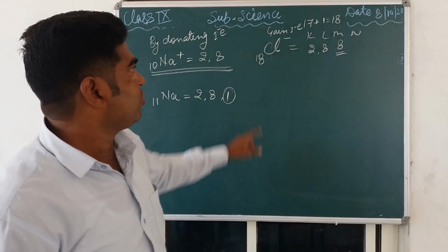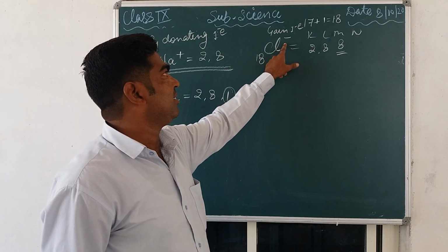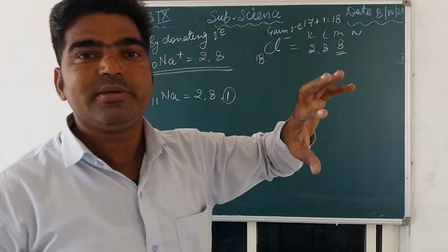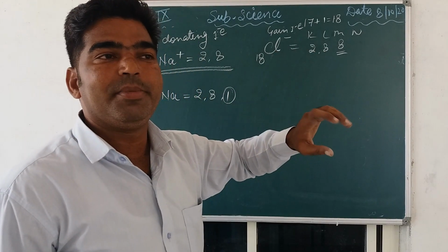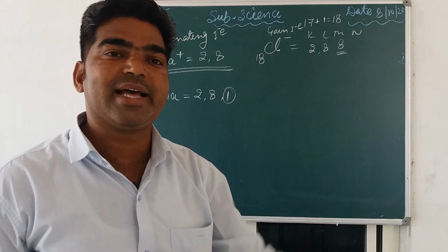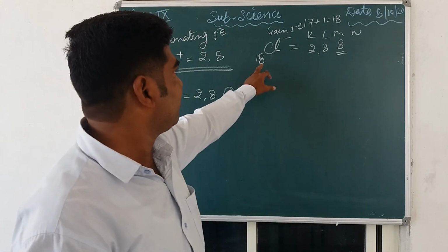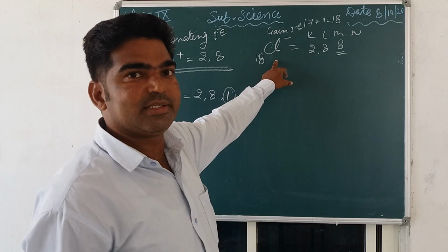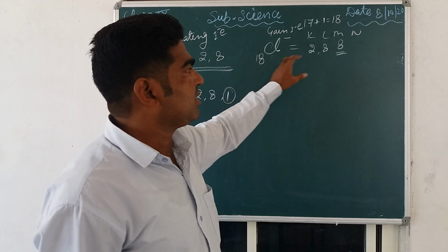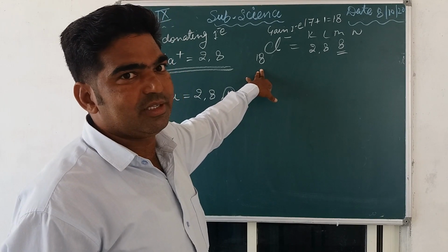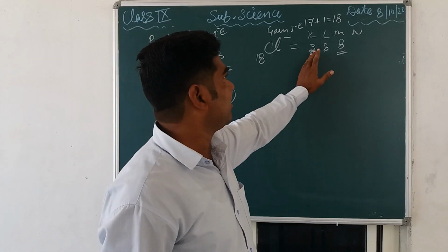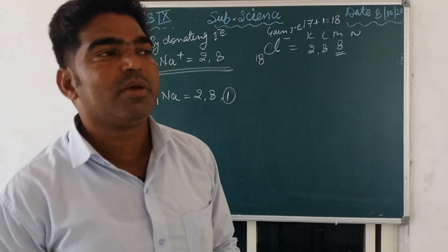So when chlorine forms the Cl minus ion, it gains one extra electron and forms chlorine minus. The number of electrons is one more than the atomic number 17, so it becomes 18. So we can write it like this. This type of question may be asked in exams.